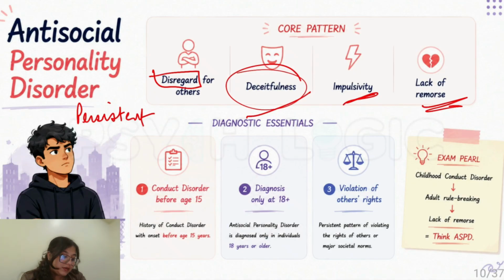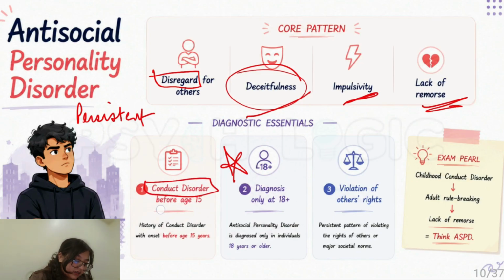Now, one very important point is this disorder is only diagnosed after the age of 18. So, what if these features are seen in someone who is below the age of 18? Before the age of 15, it is diagnosed as conduct disorder. Conduct disorder comes first. Antisocial personality disorder comes later. A child who repeatedly bullies others, destroys property, steals, lies, and violates rules meets the criteria of conduct disorder. If this pattern continues in their adulthood, then that's antisocial personality disorder.